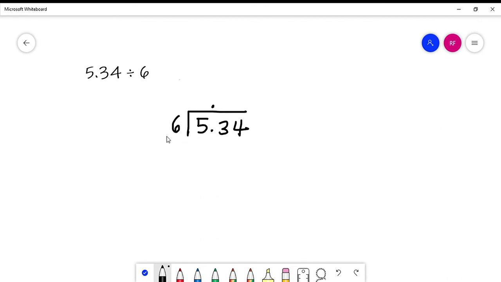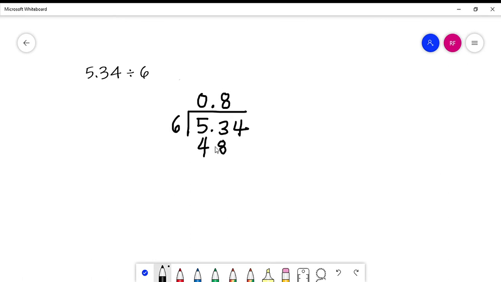So 5 divided by 6. We cannot divide 5 by 6, so just write 0 here. Then make it a two-digit number, so ignore the decimal point here. This becomes 53. So 53 divided by 6, that would be 8. The closest number would be 8 times 6, which is 48. Oh sorry, that's 48.